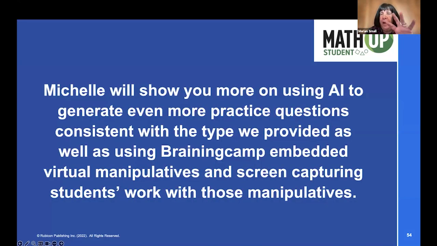Michelle is going to show you how we are using artificial intelligence, AI, to generate even more practice questions if you want them for some kids. But it'll be in the same style, in the same framework that we're working on. It's not just open AI, it's kind of guardrails to make sure the questions, again, are consistent with what we want. The other thing that she'll be showing you in a few minutes is how we have virtual manipulatives embedded that are provided by Brainingcamp. And we can use those for kids to work with those virtual manipulatives while, in fact, they are answering these questions. So I'll show you that in a minute after I show you one more thing.